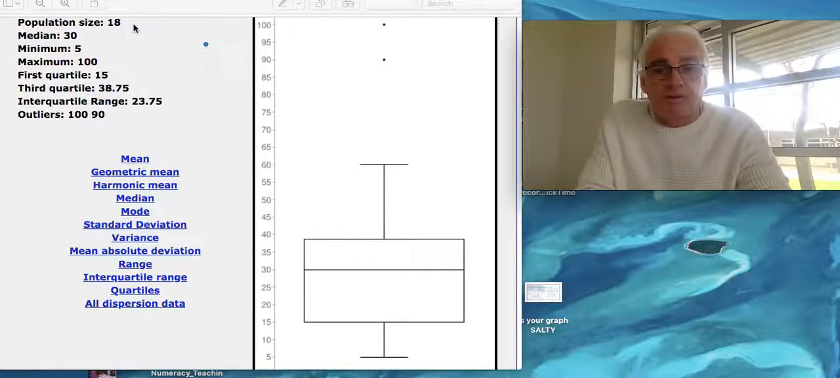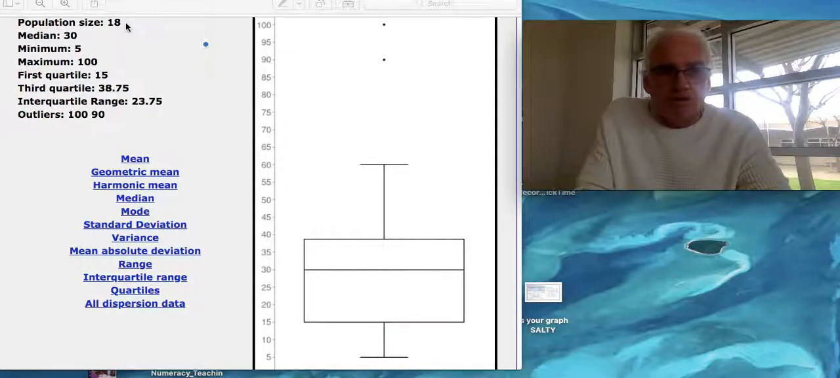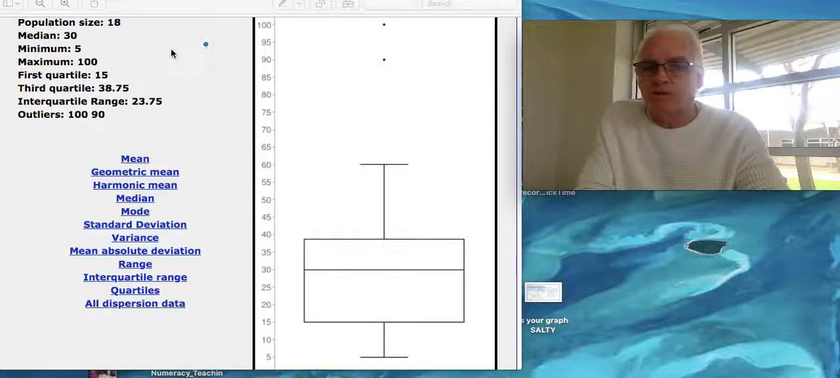In this particular set of data, we looked at 18 students, and I think the test was around fractions and decimals, which in our school, like many schools, is a real problem area for us. In this class, we had a median score of 30, which we can see just here along the line.